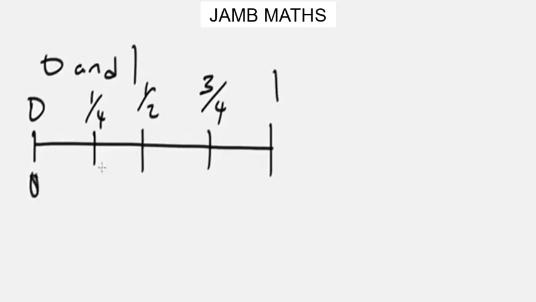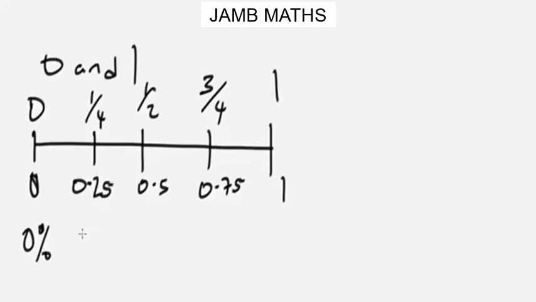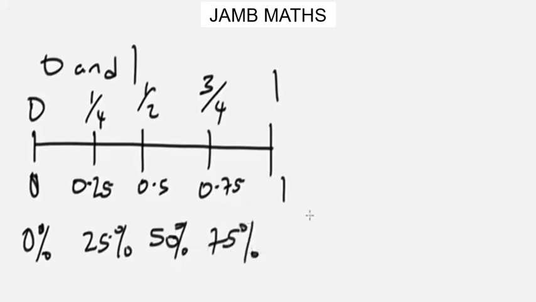If we want to convert this to decimal, it will give you 0.25. If you convert this one, it will give you 0.5. If you convert this one, it will give you 0.75. This one will still be 1. Now on a scale of 0 to 100, this will still give you 0%. Now 1/4, if you are converting it to percentage, it will give you 25%. 0.5 will give you 50%. 0.75 will give you 75%. And this one will give you 100%.